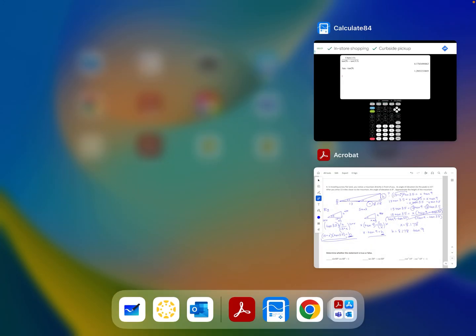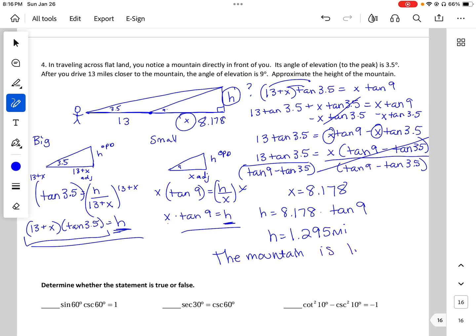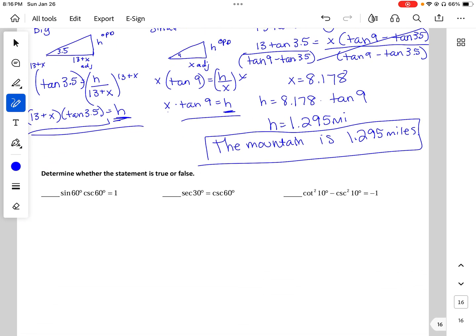1.295. So h equals 1.295 miles. So it says approximate the height of the mountain. The mountain is 1.295 miles. So that took a little bit of work, right? Perfectly fine. We got it done. Okay, let's look at the next one.